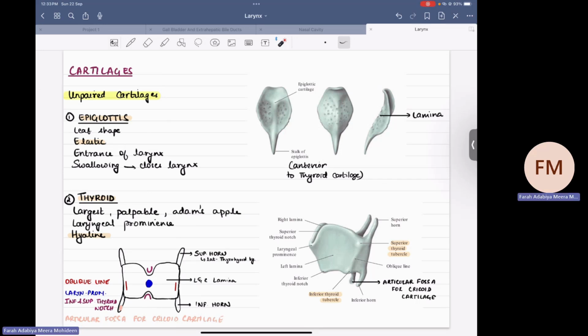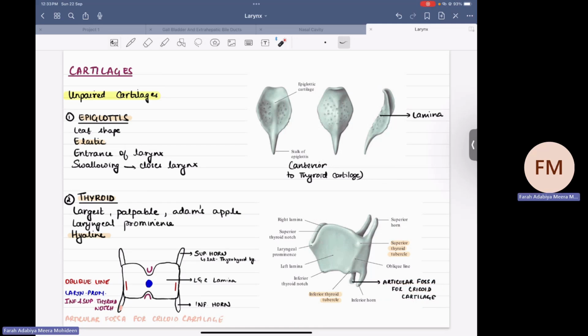Now, secondly, you have your thyroid cartilage, which is made up of hyaline cartilage. It is the largest palpable cartilage of your larynx, and the Adam's apple that you see is your thyroid cartilage. And the structures, you have your right and left lamina, your laryngeal prominence, you have your superior horn, inferior horn, and in the inferior horn, you have your articular fossa for another cartilage, which is your cricoid cartilage.